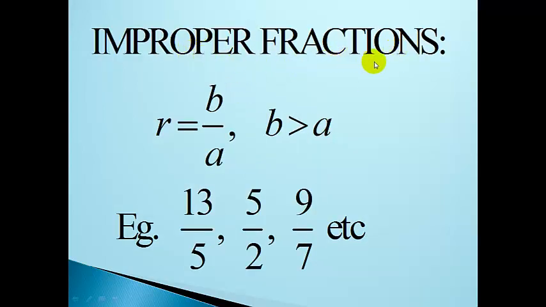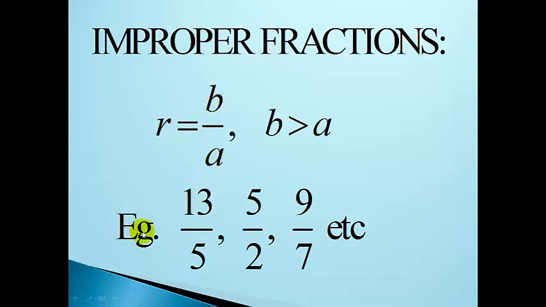Now we have the improper fraction. Given R equals B over A, B over A is a fraction. For B over A to be an improper fraction, it means that the numerator B must be greater than the denominator A. So improper fraction is a fraction in which the numerator is greater than the denominator.